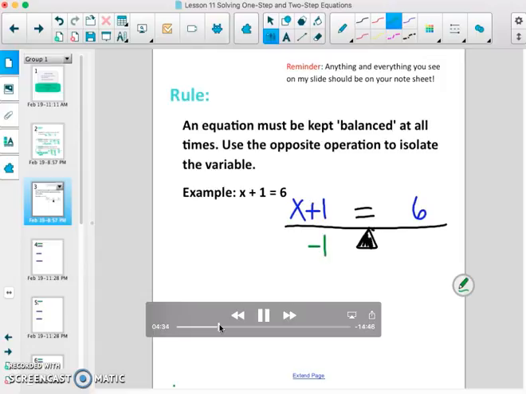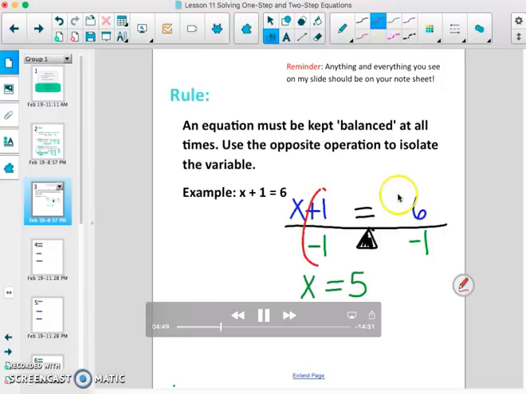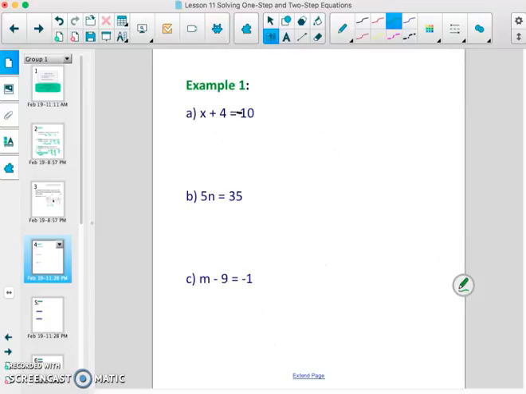If we put a minus 1 on that side, we also have to put it on the other side, because that's what the balance means. It means whatever we do to one side, we have to do to the other side. And then what you're going to get is x is equal to 5, because you've created a plus 1 and a negative 1 here, which is going to be 0, and then 6 minus 1, which is equal to 5. Okay? All right, so let's look at our first example.